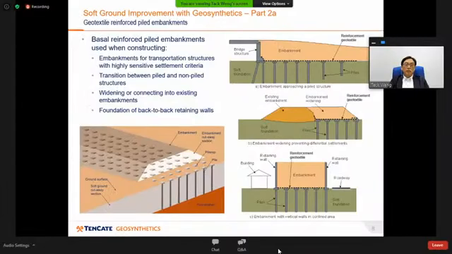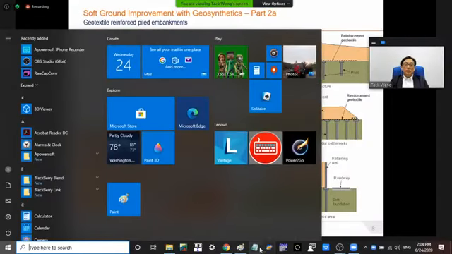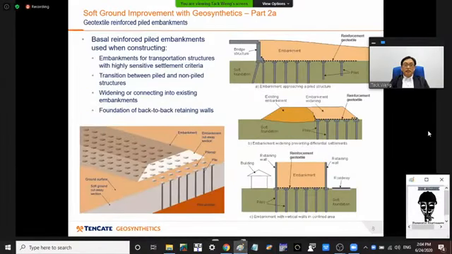For example, high-speed railway and some deformation-sensitive highways as well. In transitions between pile and non-pile structures, because the pile structure will settle very little, and the non-pile embankment could induce a lot of settlement, there could be a big differential settlement between these two parts, which has to be addressed. And typically, there will be a transition of piling to the ground support.